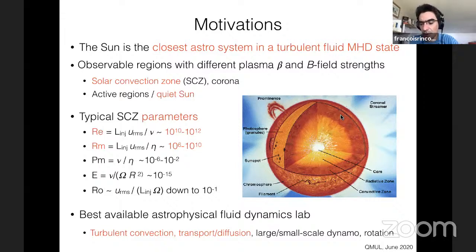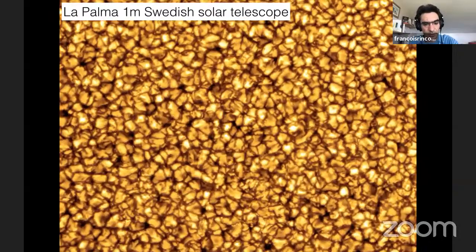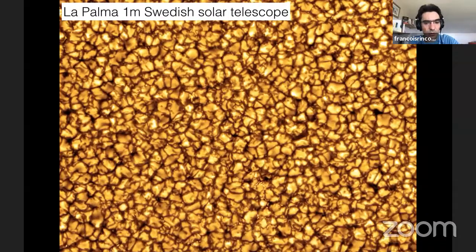internal structure and dynamics. So this is the surface viewed with a ground-based telescope called the La Palma Swedish Solar Telescope, which has tremendous seeing and very stable images, and produces these very, very nice movies of boiling hydrogen fluid at the surface. The little cells that you can see here have a typical size of 1,000 kilometers, so that's pretty much the size of France, each of them.